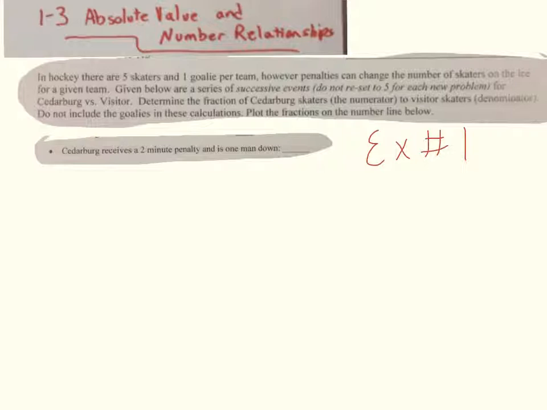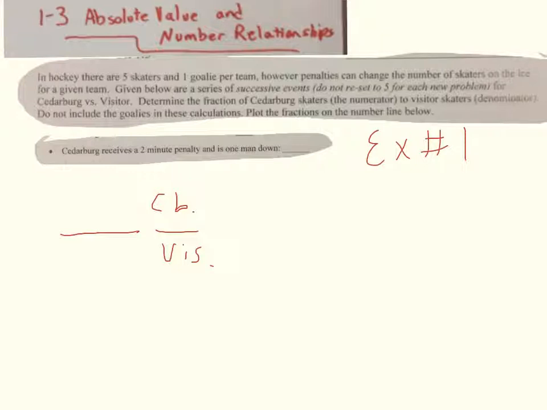I'm going to begin by just thinking about this, and here's my fraction. It says that the fraction of Cedarburg skaters is the numerator, so the numerator is the top. So I'm just going to put CB for Cedarburg. And the denominator of the fraction is visitor skaters, so VIS. This is a pretty easy problem, so do not struggle with this. It's just reading through and figuring out how many skaters are on the ice.